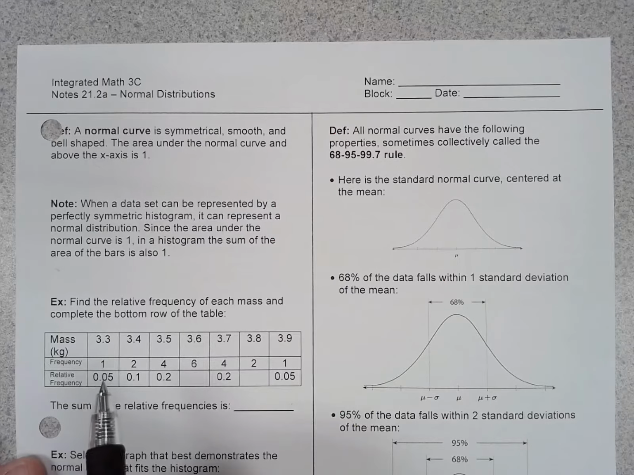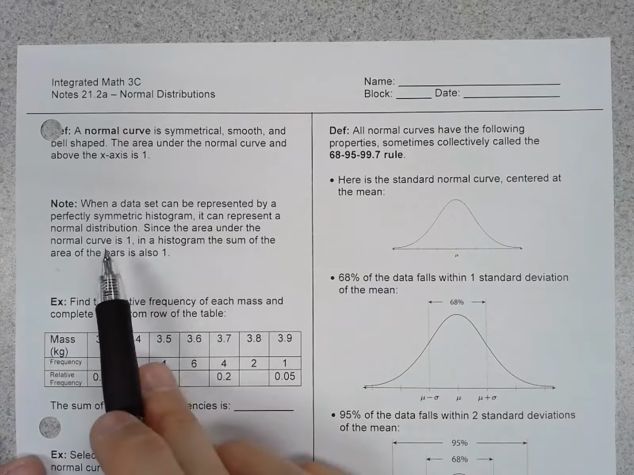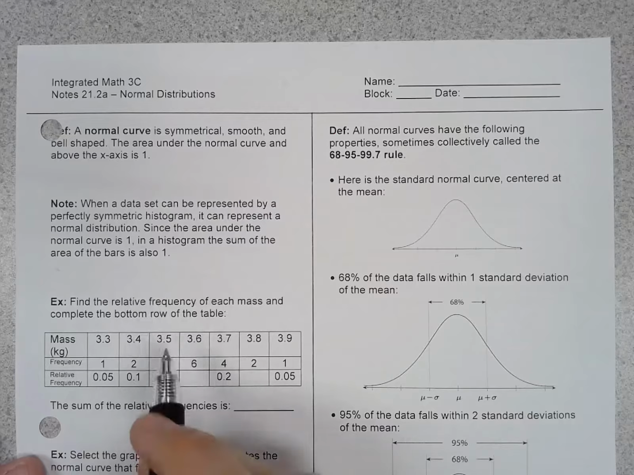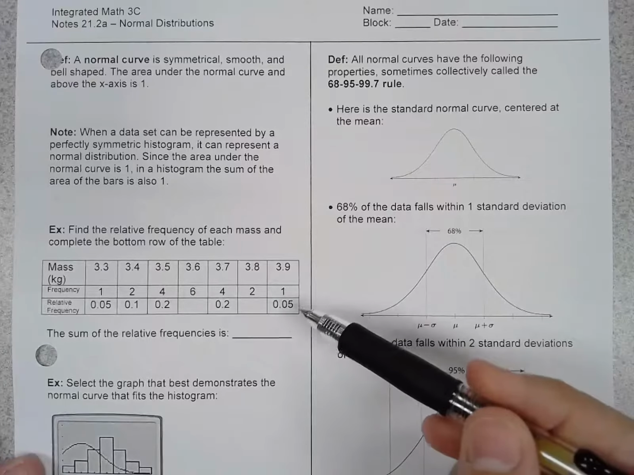100% of the data is going to be represented in the histogram, and in some cases in a normal curve. And so we say that the area under the normal curve is 1, indicating that all of the values are being represented. So in this first example, it's helping you think about this idea of 100%.